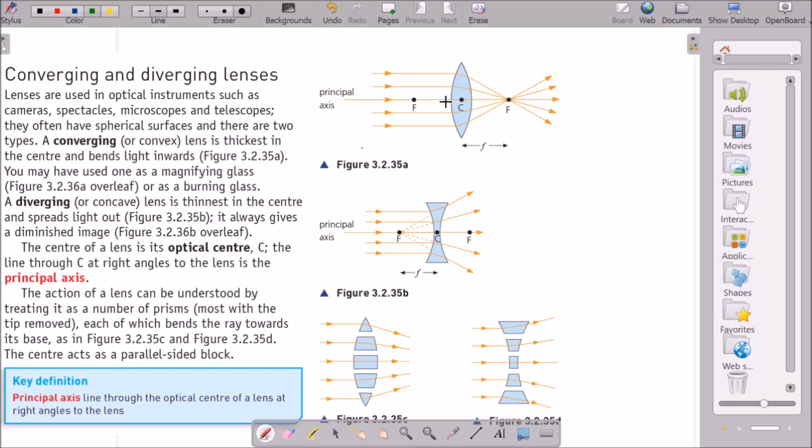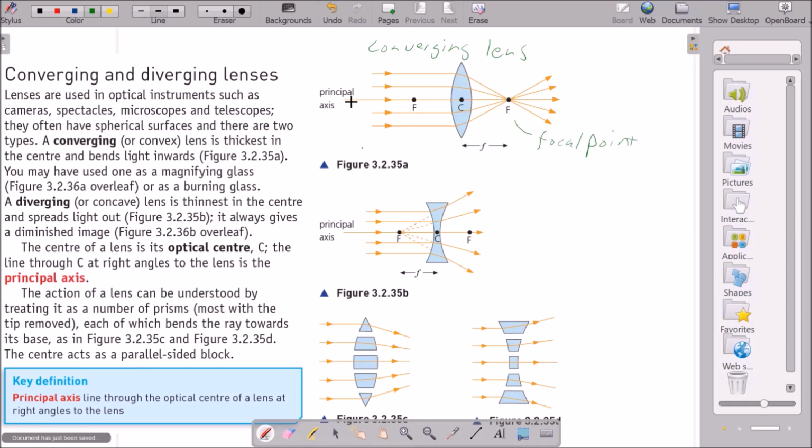So this is a converging lens and it bends light inwards. All this parallel light is bending inwards towards what we call the focal point. So all parallel light that is coming in should converge. That's why it is called a converging lens. It should converge at a point which we call the focal point.